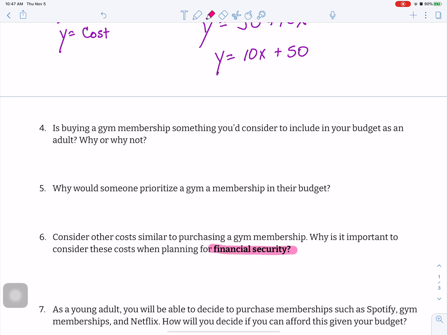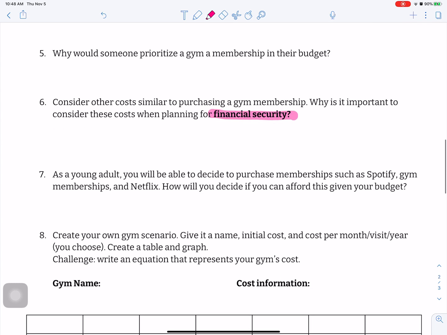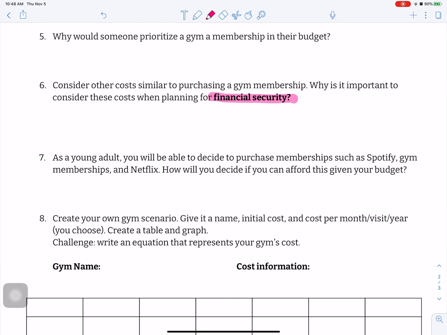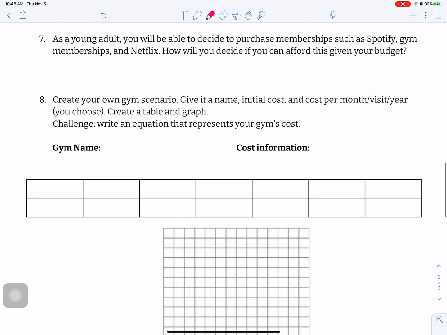Financial security just means that you are going to have enough money to pay for all the things that you need, and then you'll be able to buy some of the things that you want. You might not be able to buy everything you want, but financial security means that you feel comfortable. You can buy food, shelter, clothing, all those necessities, and still have a little bit of money left over. So then it says, as a young adult, you'll be able to decide to purchase memberships such as Spotify, gym memberships, and Netflix. How will you decide if you can afford this given your budget? So you're just thinking about what are some things that are really important when you do this.